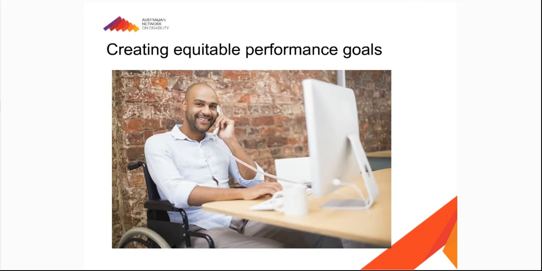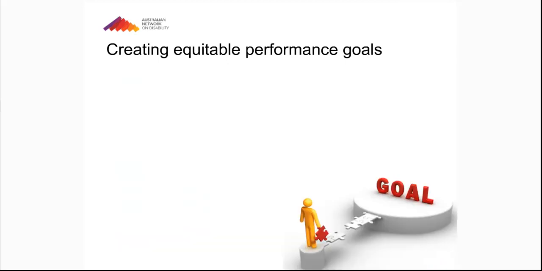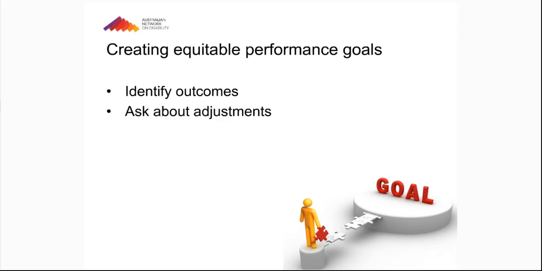So we hire people to achieve outcomes related to their role. And assessing performance is a vital part of creating an inclusive workplace. People like to know how they're tracking and how they're progressing. With that in mind, here are some steps to help you create equitable performance goals. Identify what the expected outcomes and results for the job are. So they're the essential requirements of the role. As a manager, you should know what you're asking your employees to achieve by way of outcomes.